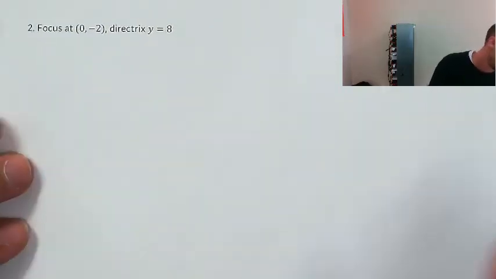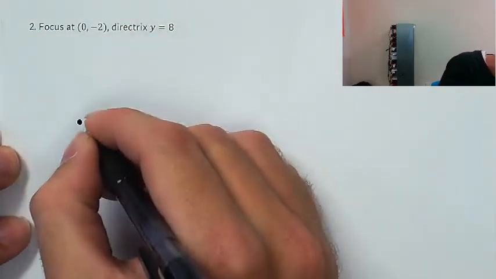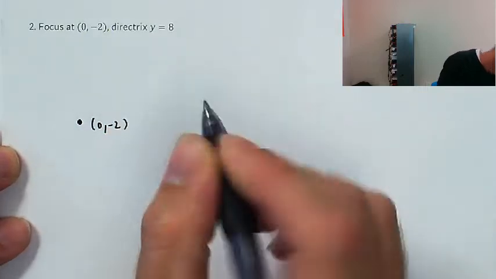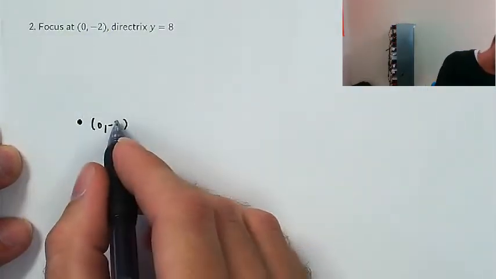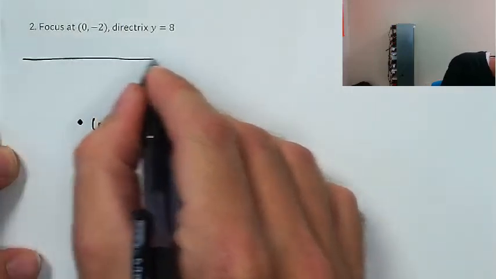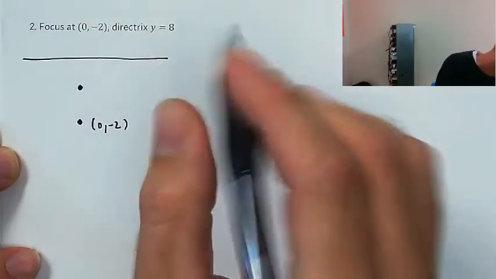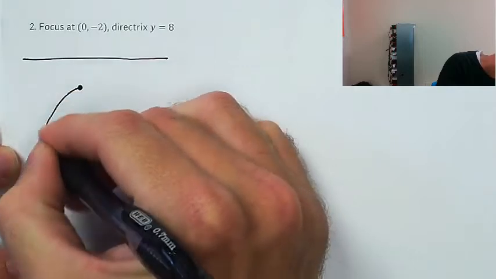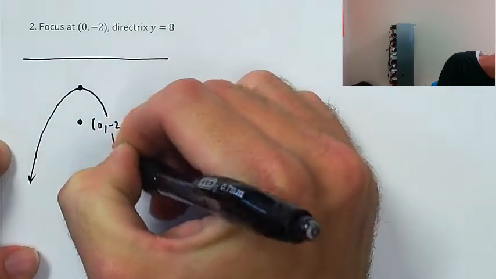We've got a focus point right here, (0, -2). The directrix is y equals +8, which is going to be up above this point because the y coordinate's greater. So I know that the vertex is going to be halfway in the middle, and then it's going to curve down like that.